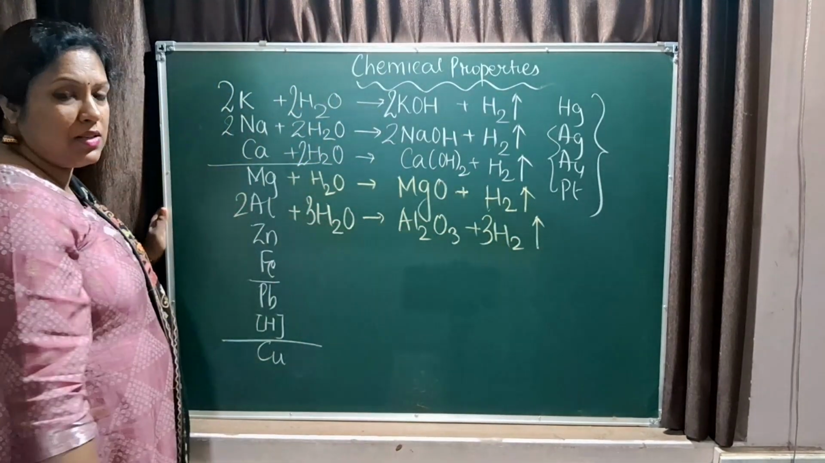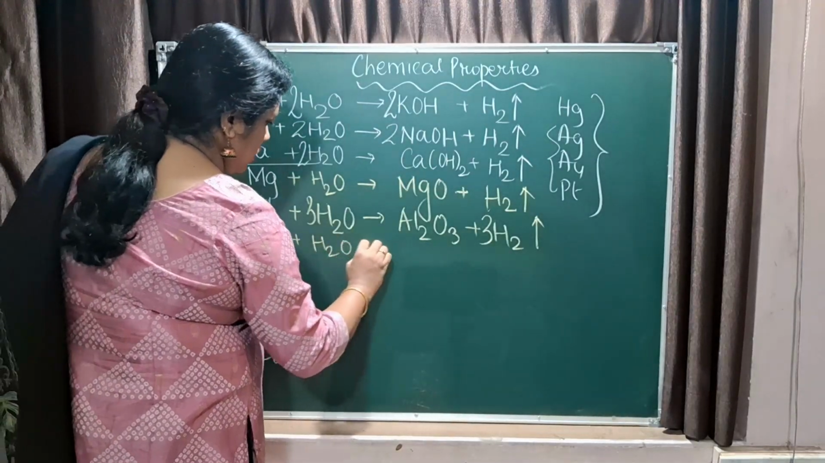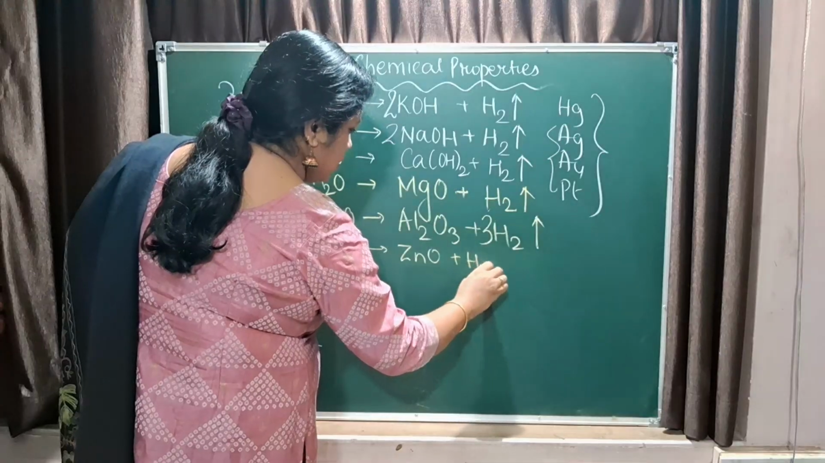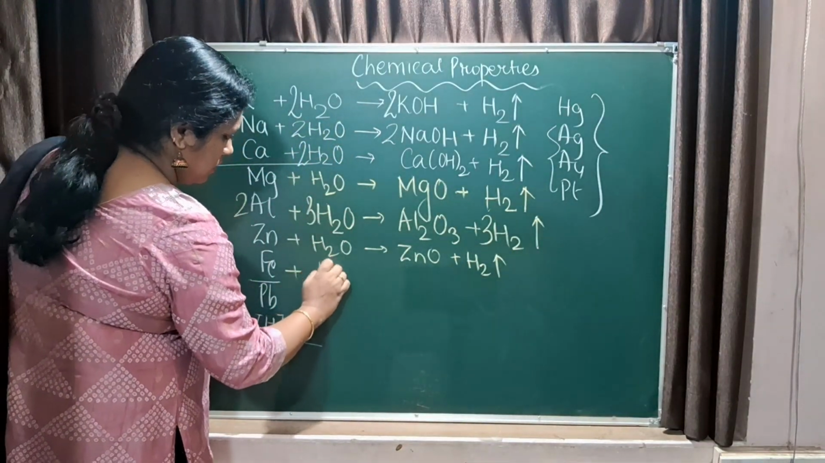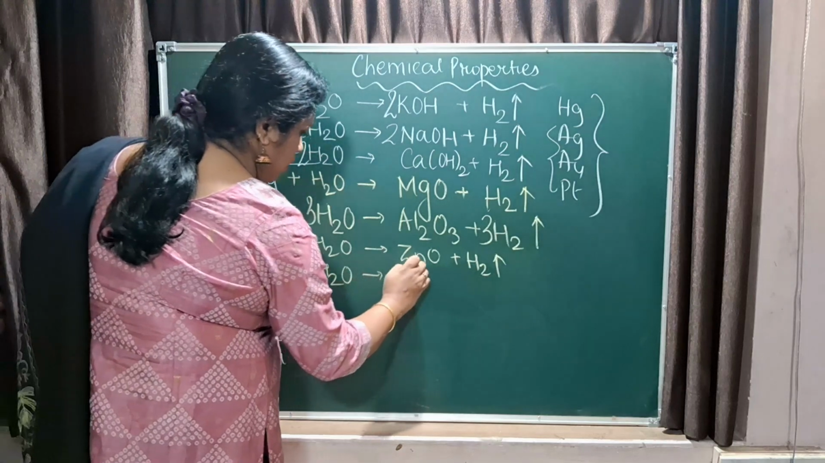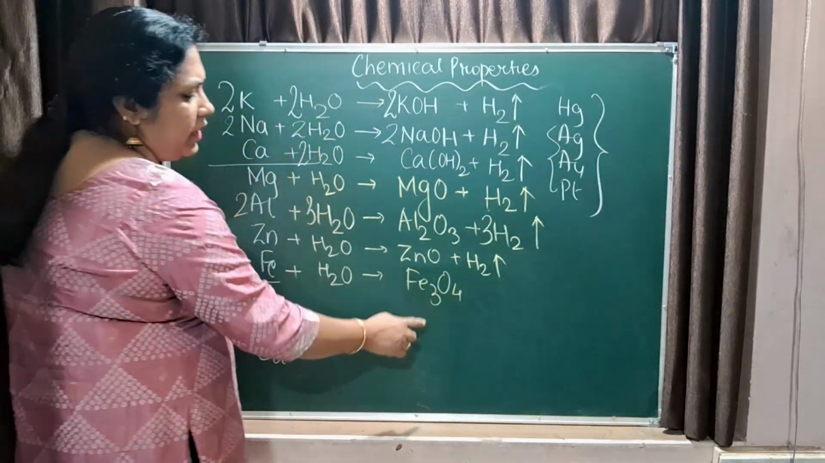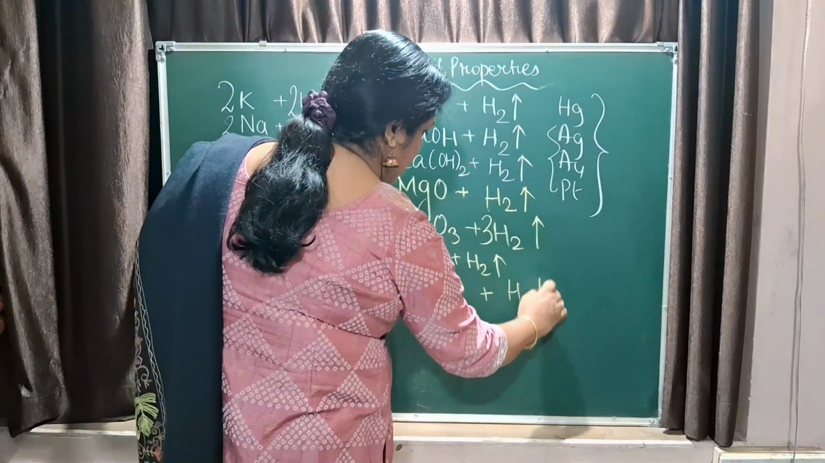You have to write a balanced reaction. Zinc reacts with water to form zinc oxide plus H2. Fe reacts with water to form Fe3O4, triferric tetraoxide, plus hydrogen.